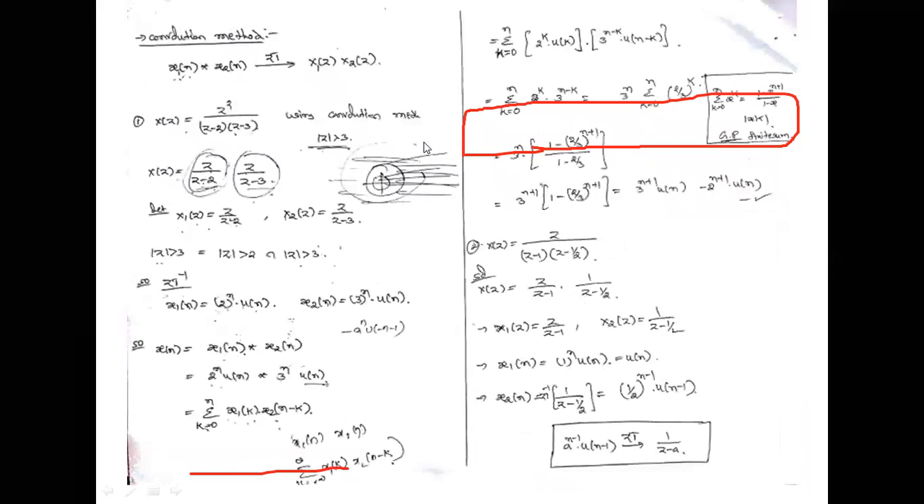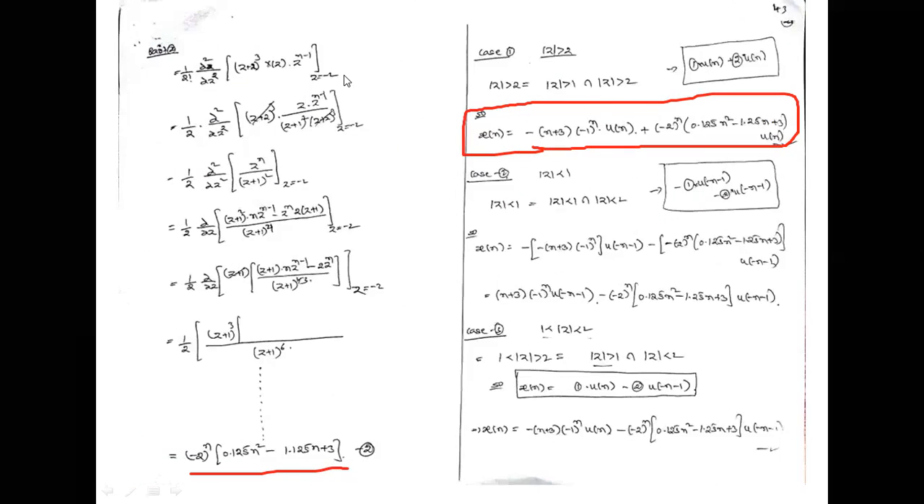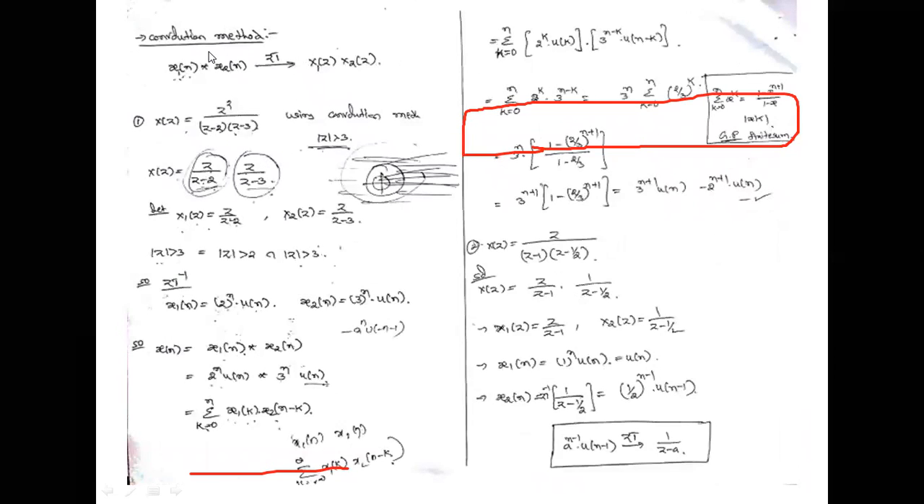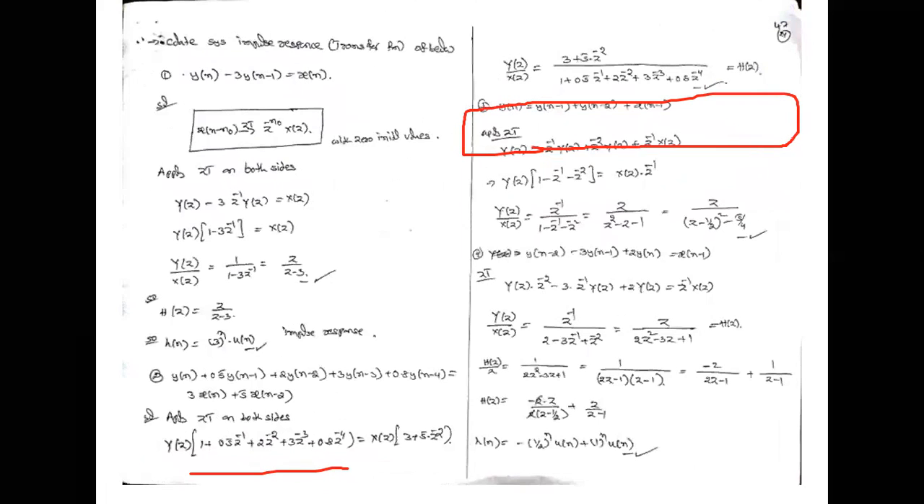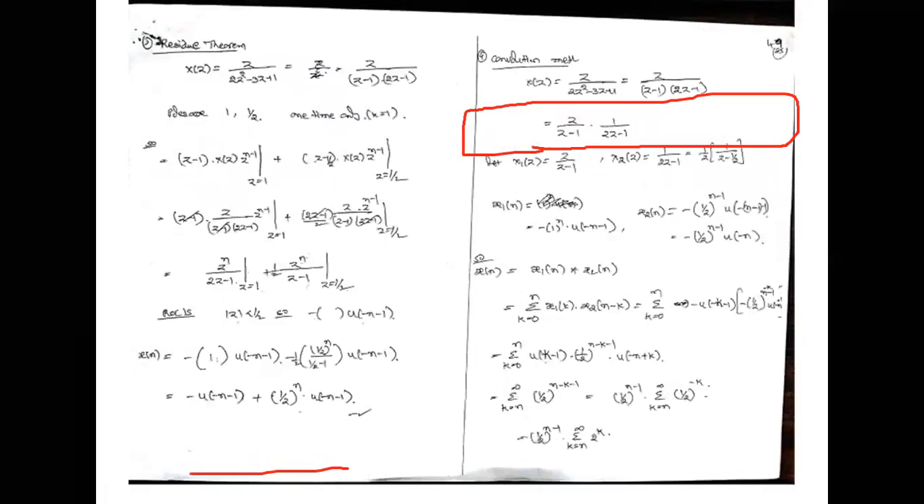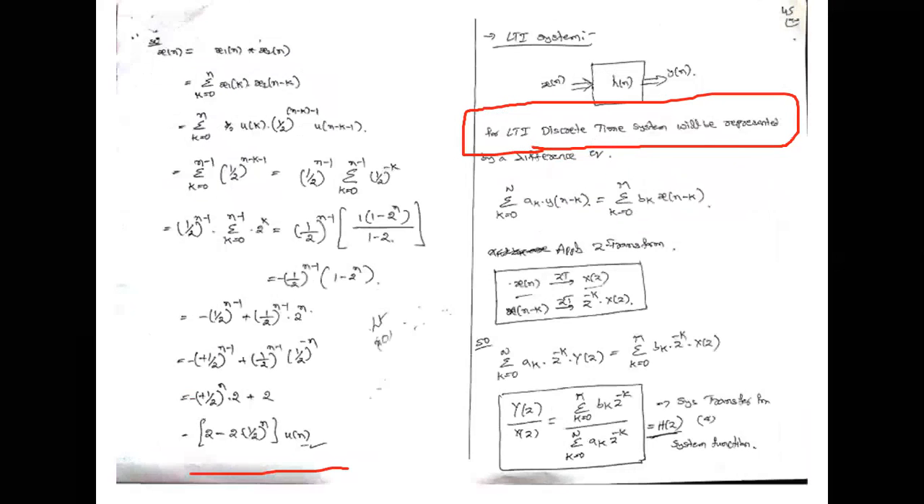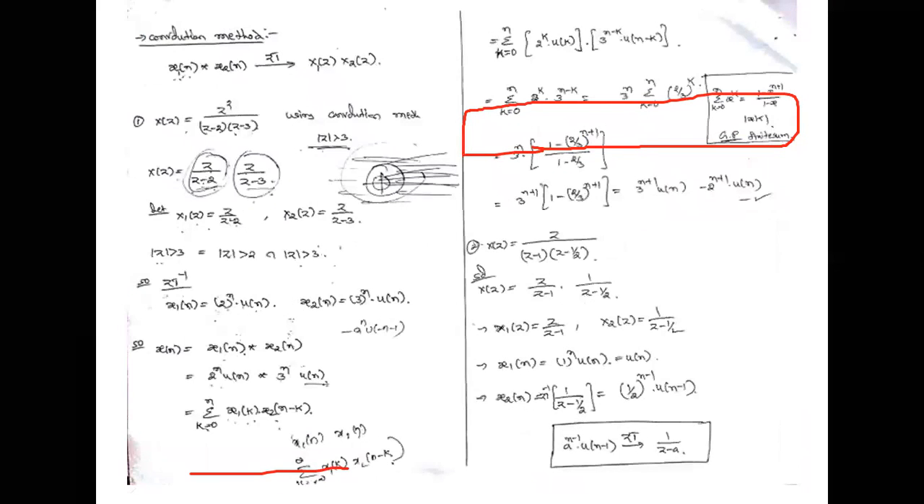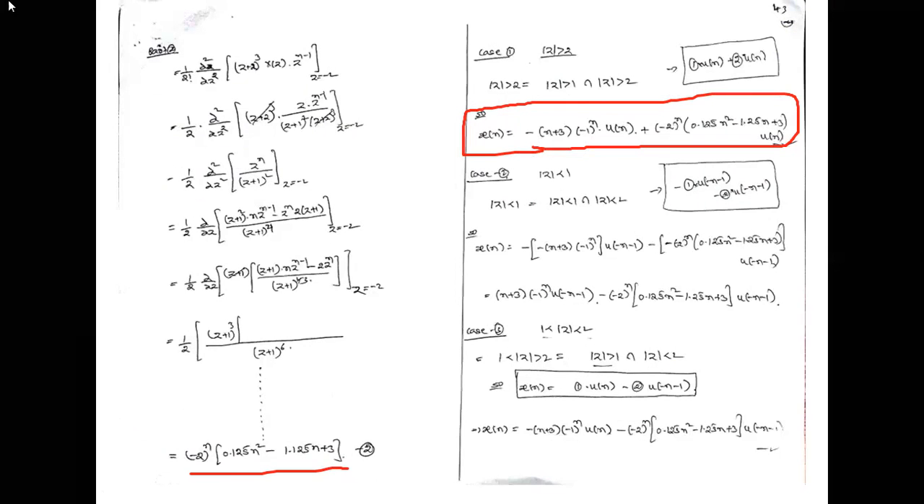So that is the residue method. Next, tomorrow we can see the last method, the convolution method. By using the convolution method, we have 2 or 3 examples. Tomorrow's class we can see the convolution method. So any doubts, my dear students? Okay, thank you.